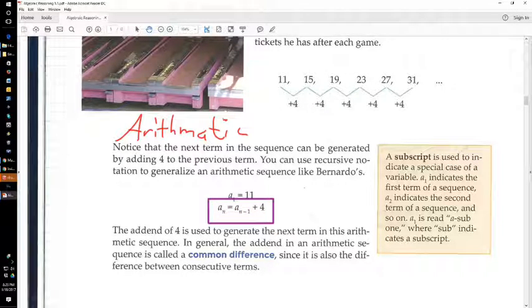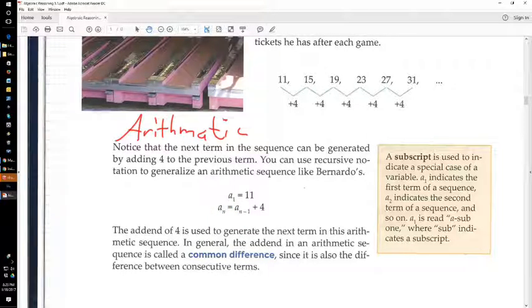Today, if you get nothing else out of this lesson, we need to talk about what they mean by a sub n and a sub n minus 1. It's a notation that you need to learn. That is the crux of today, if nothing else. So here's what we mean.